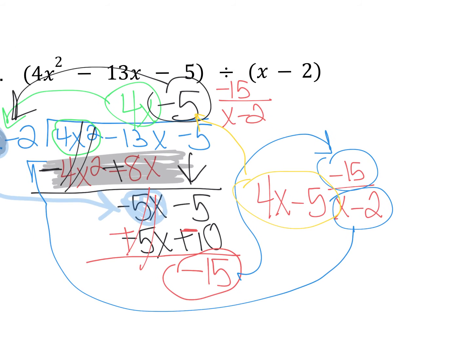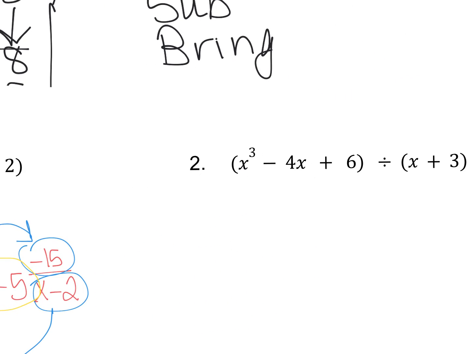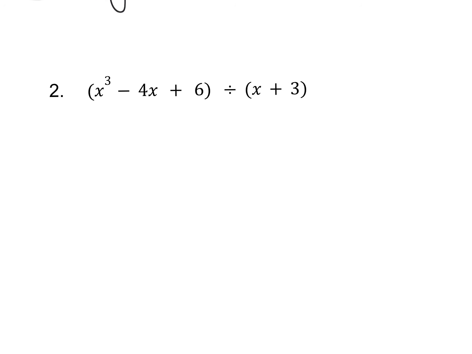Okay, so let's go ahead and try another one here. All right, this time we're going to have to be a little bit careful, and I'll tell you why here in just a second. So we are going to divide x to the third minus 4x plus 6 divided by x plus 3. Okay, so the first thing we are going to do is we are going to write our x plus 3 goes on the outside.